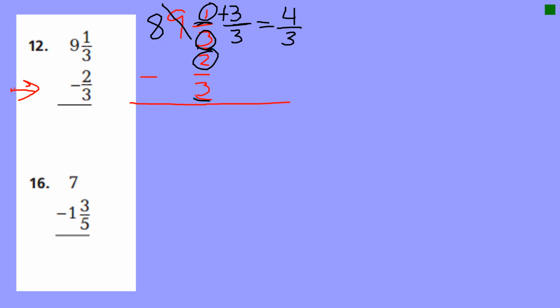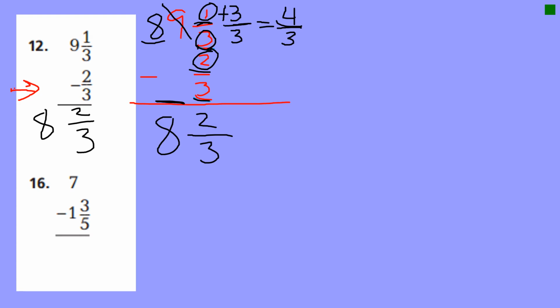Okay, this is renaming when you subtract. You're doing awesome. So 4 minus 2 is 2. Denominator is still 3. We didn't change the size of the pieces, right? And then we go over to the whole numbers. 8 minus nothing is 8. Okay, so 9 1/3 minus 2/3 is 8 2/3.